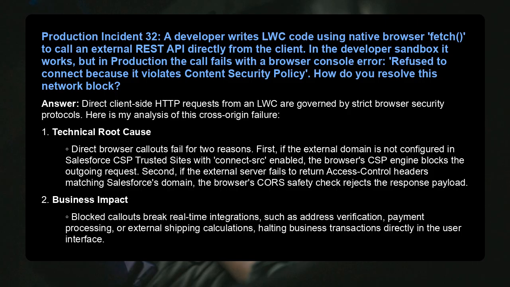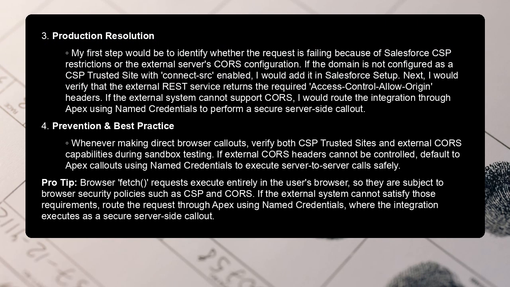2. Business impact. Blocked callouts break real-time integrations such as address verification, payment processing, or external shipping calculations, halting business transactions directly in the user interface. 3. Production resolution. My first step would be to identify whether the request is failing because of Salesforce CSP restrictions or the external server's CORS configuration. If the domain is not configured as a CSP trusted site with Connect SRC enabled, I would add it in Salesforce Setup.